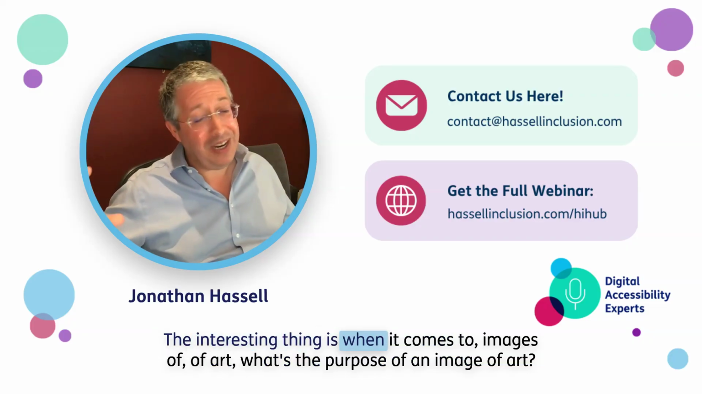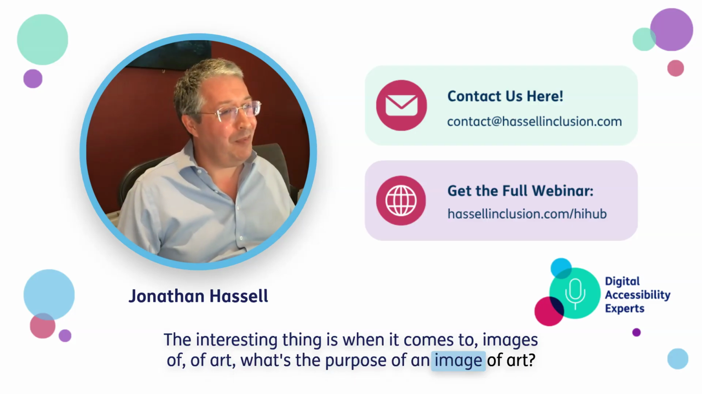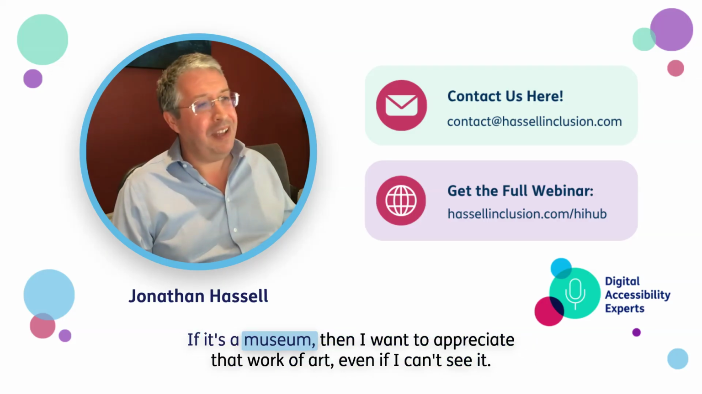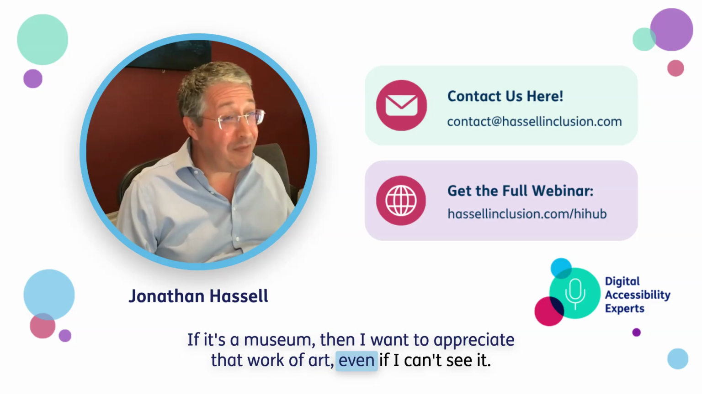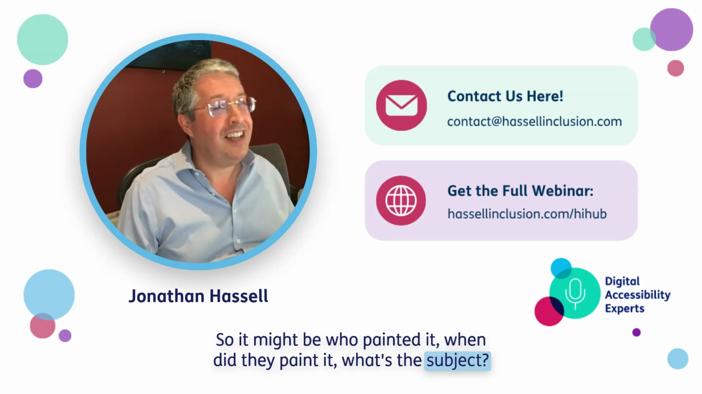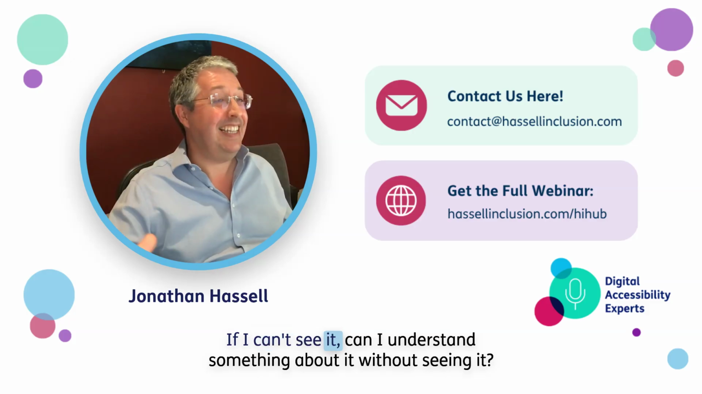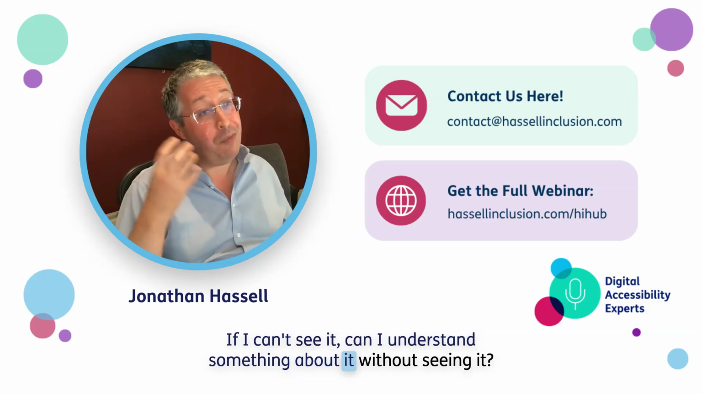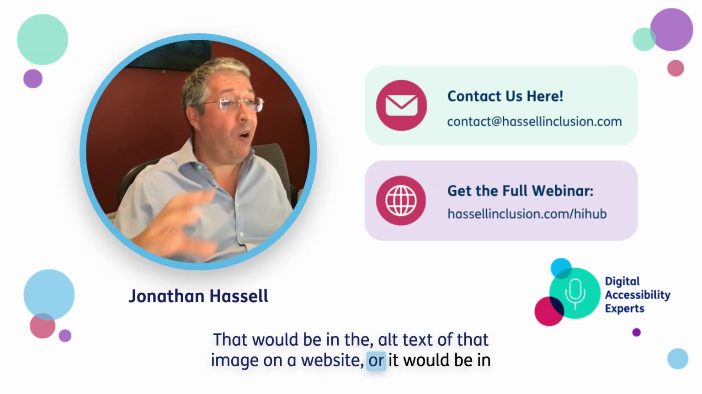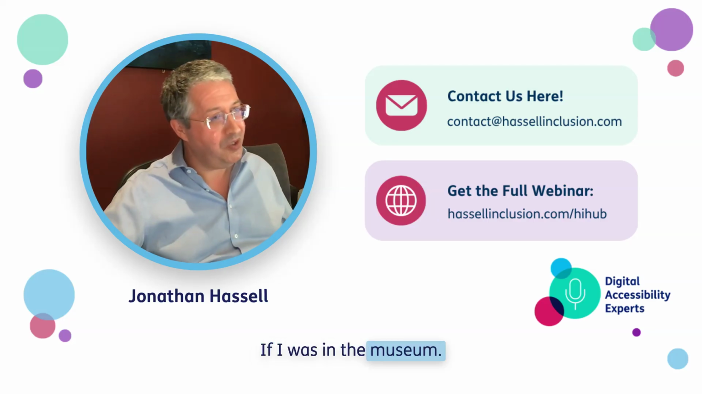The interesting thing is when it comes to images of art, what's the purpose of an image of art? Well, it depends on what sort of site it is. If it's a museum, then I want to appreciate that work of art, even if I can't see it. So it might be who painted it, when did they paint it, what's the subject, is there something about it that's really important, like the brush style or something like that. If I can't see it, can I understand something about it without seeing it? That would be in the alt text of that image on a website, or it would be in the touch tour or the audio description if I was in the museum.